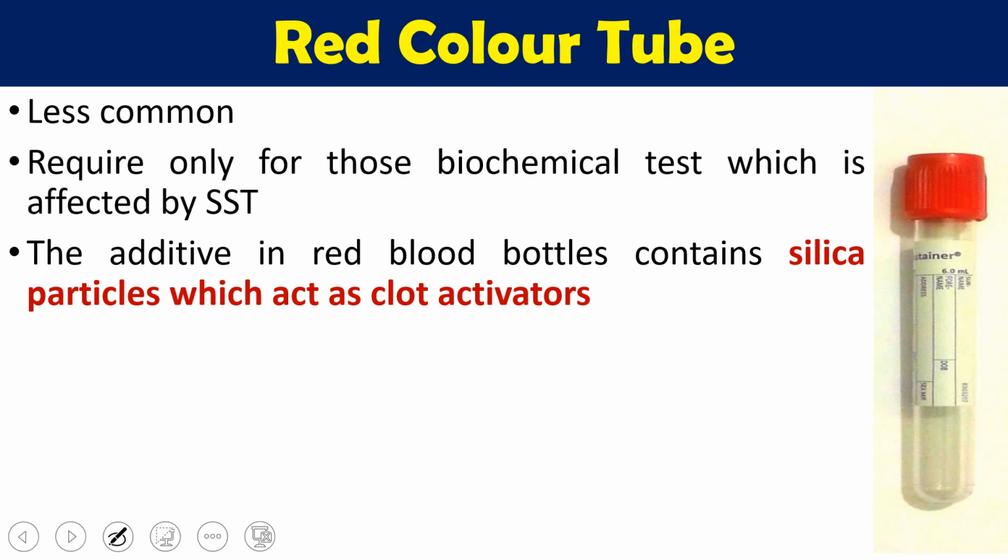Then we have the red color tubes. Red color tubes are not very commonly used. They are required only for those biochemical tests where the serum is affected by the SST, the serum separating tubes, that silica gel tube. So if silica is going to affect some of the blood parameters, there we use these tubes. Otherwise this tube does not have any other usage.